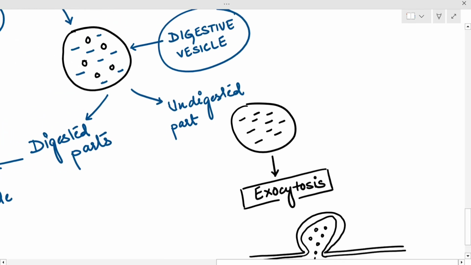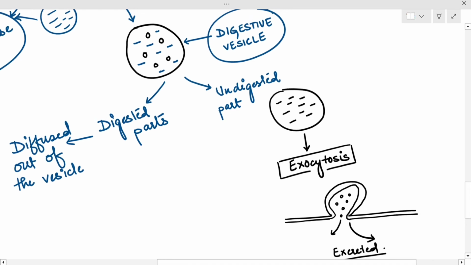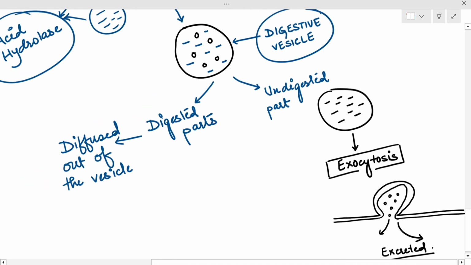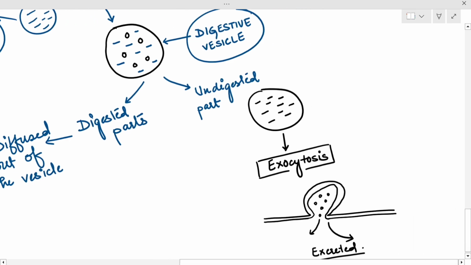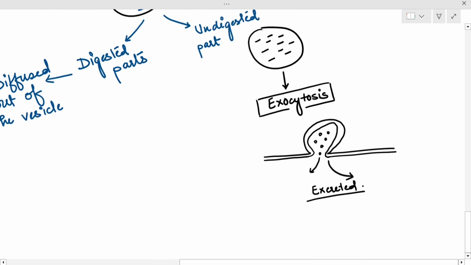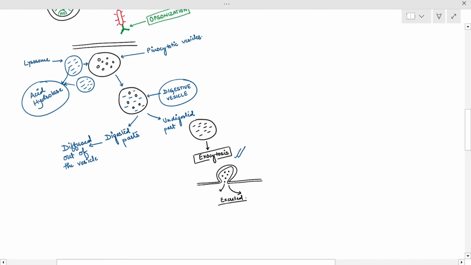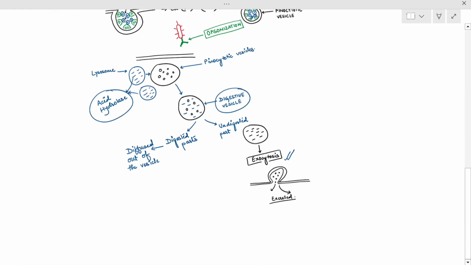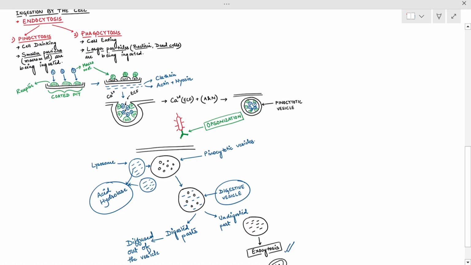Okay, fine. After being digested, the digested part gets diffused out of the cell, which is required for nutritional purposes, and the undigested part gets excreted out of the cell via exocytosis. Okay, fine. That's all about the first unit, that is the cell and its components. So this was the last part. Today we have completed.